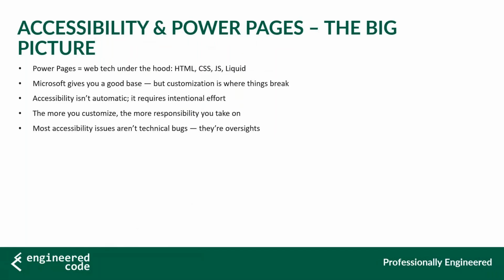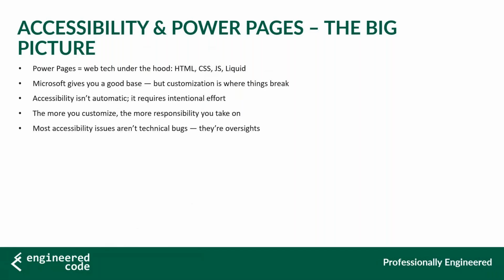So let's zoom in a little bit. Power Pages is a powerful tool. It lets us build secure, scalable, mobile-friendly portals on top of Dataverse. And for organizations that rely on Dynamics or the Power Platform, that's huge. With relatively little effort, you can expose data safely to external users, customize interfaces, and roll out solutions quickly. But here's the thing, Power Pages is still a web platform. Underneath all the low-code tools and templates, you're still working with HTML, CSS, JavaScript, and Liquid. It's a website, just a specialized one. And that means accessibility is still your job.